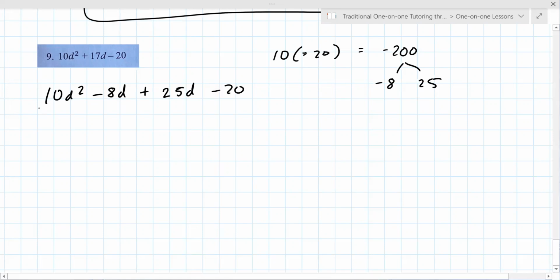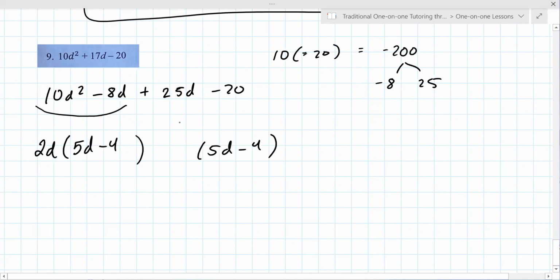Give me the GCF between these two. 2d. Yeah, 2d. Well, hopefully you're writing it. So give me what goes inside parentheses here. 5d minus 4. Perfect. So you immediately write that over here. And you've got to decide, it doesn't matter to me which one you do, because they both are the same, but you've got to pick the one you like.